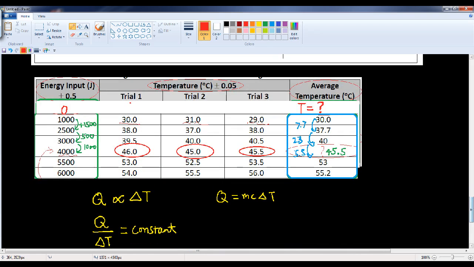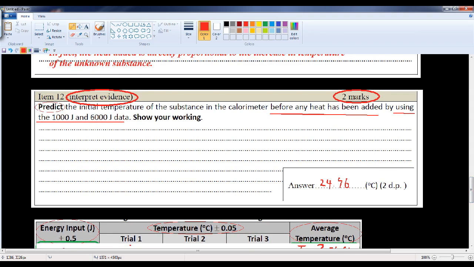Does it make any sense? If we put the temperature at 24.96 right here, when there's no energy input, the original temperature should be around 25 degrees. After 1000, it increases 5 degrees and becomes 30. That seems quite right, because whenever you add 1000, the temperature change seems to be around 5 degrees, just like what happens from 3000 to 4000, where the temperature changes from 40 to 45.5. So the actual data make perfect sense, and we know what we're getting is correct.